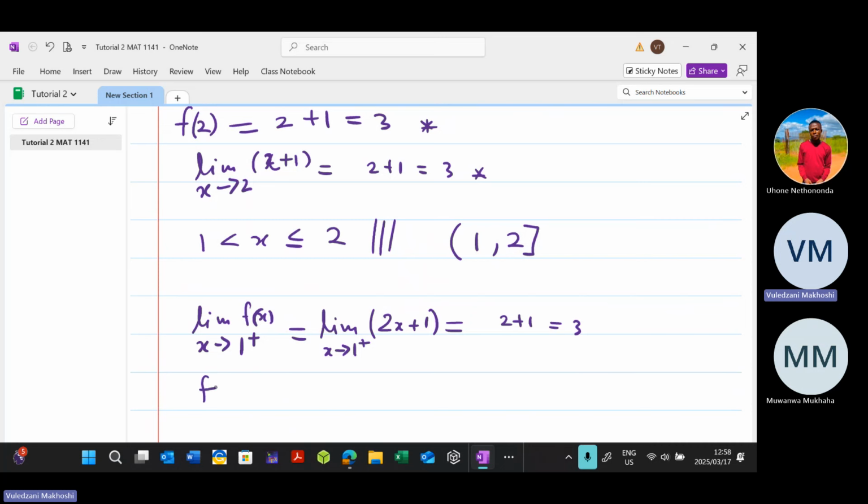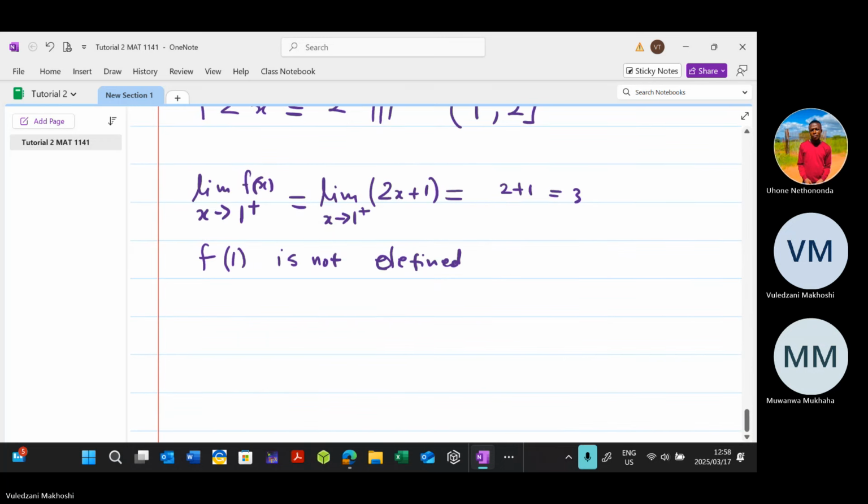But if we talk now of f of 1, you can see that f of 1 is not defined. In fact, 1 is not in this interval. This is a half-open interval. So f of 1 is not defined. Therefore, this function is discontinuous at 1. f of x is discontinuous at a equal to 1, because f of 1 is not equal to the limit of f of x when we approach 1.